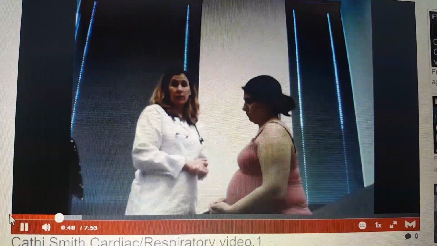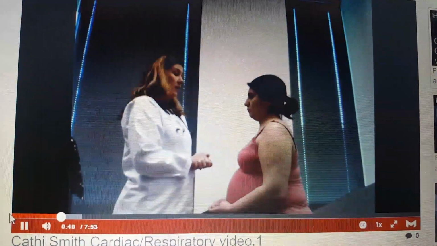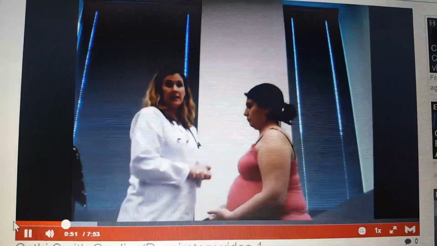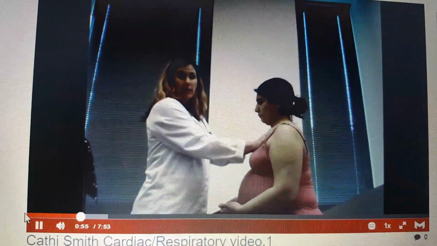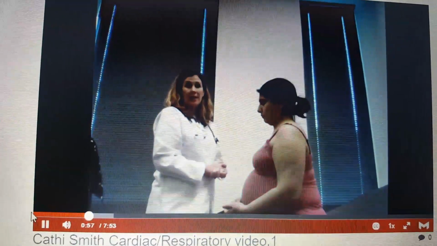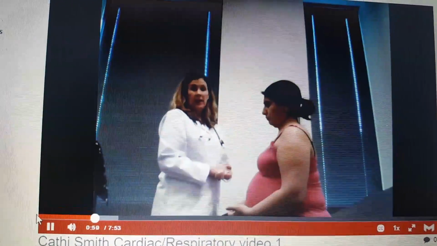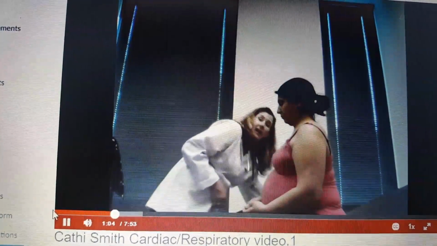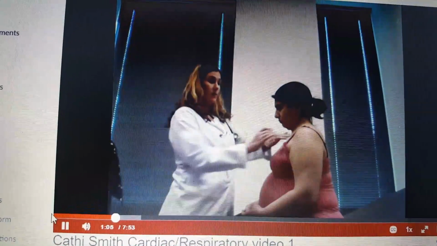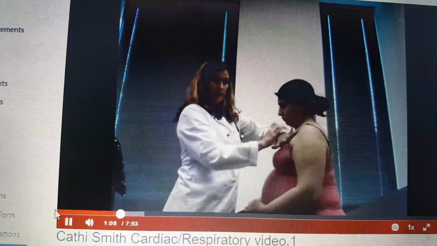I'm going to feel for the thrill over the base of the heart on both the right and the left second intercostal space. So I'm going to put my hands right here, and I do not feel a thrill. So now I'm going to percuss to estimate her heart size. Normally I would use a marking pen for this, but she has a tank top on, so I will not do that.